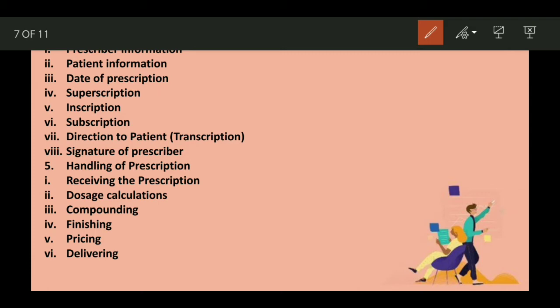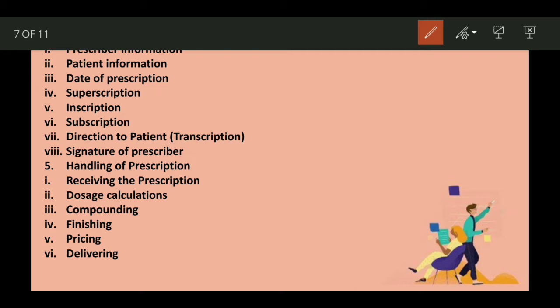The next point is the compounding. The ingredients are compounded by accurate methods. For weighing, an electrical machine should be used. Then next is the finishing of the prescription. Finishing may include the packaging, labeling, rechecking, recovering, rechecking and the recording of that prescription.